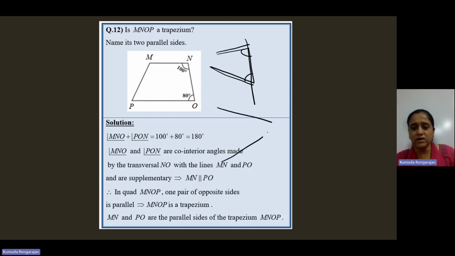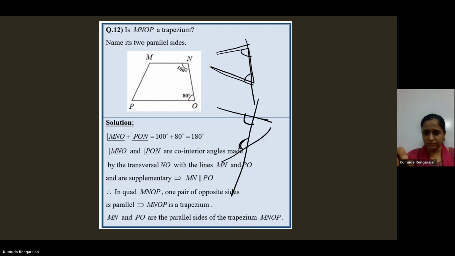Now supposing you have a figure like this. These are co-interior angles, but these two lines are not parallel. This is the transversal. But these angles are called co-interior angles from their position. If they are supplementary, the lines are parallel. If they are not supplementary, the lines are not parallel. So these two angles, by position, are co-interior angles and they are supplementary. That means this line is parallel to this line.